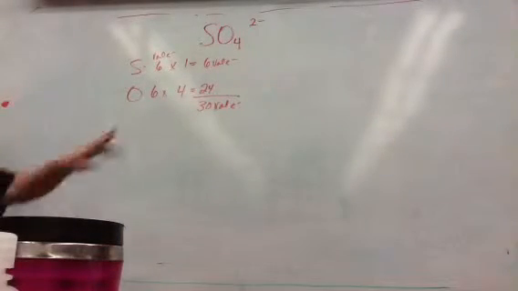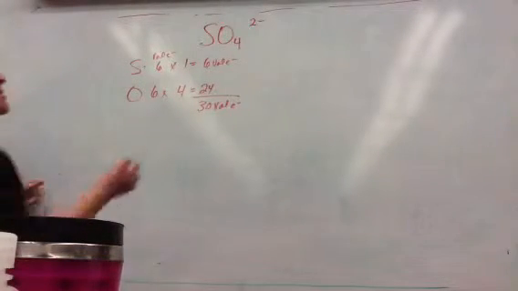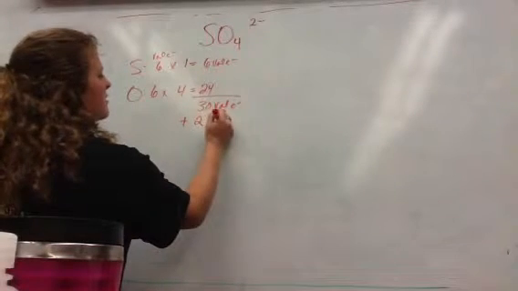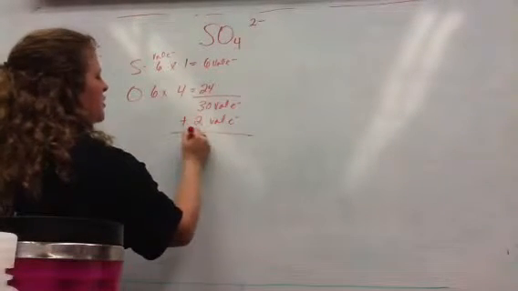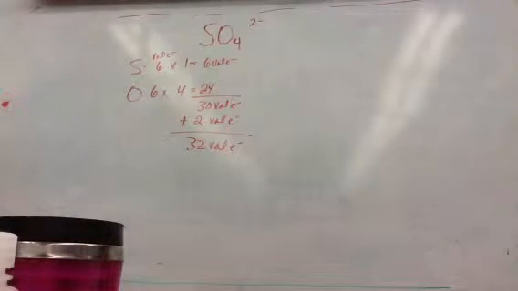Now what you do is you look at this thing and say, is it charged? If it is charged, we have to add that number of valence electrons. So that's going to be plus 2 valence electrons for a total of 32 valence electrons. Okay? Wunderbar. Now, we run into this weird little thing here.